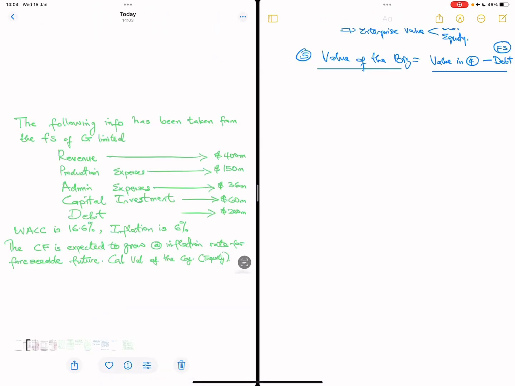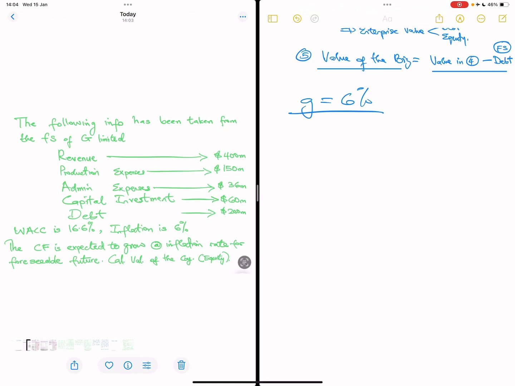So we have the following information for G Limited: revenue, production expenses, capital investment, debt, all of that given. The WACC is 16.6%. Inflation is at 6%. The cash flow is expected to grow at inflation rate for foreseeable future. That's perpetuity. It will keep growing at G. So G will be 6%. And now we have been asked to calculate the value of the company, and equity, for sure.